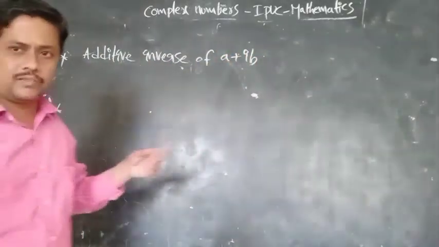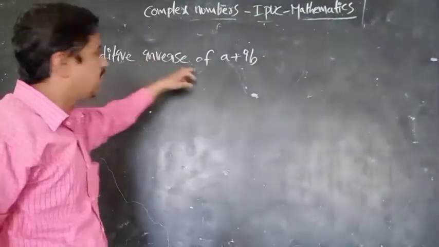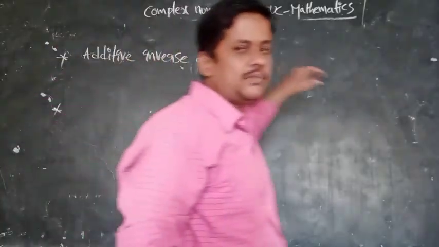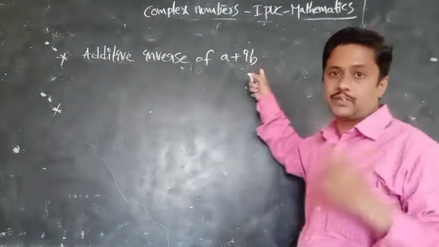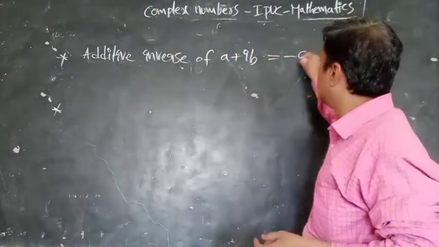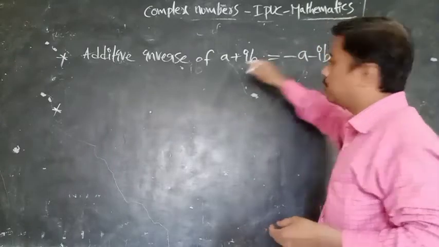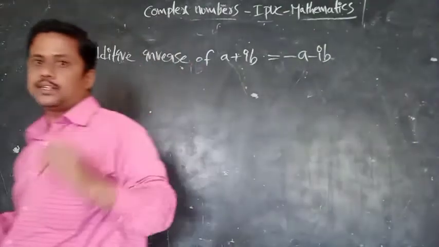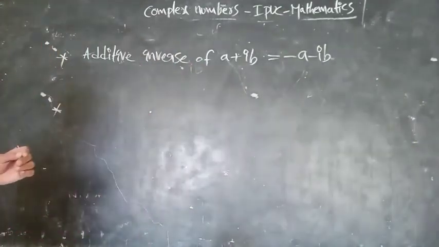See, what is the first one? The additive inverse of a plus ib. What is the formula for this one? For the additive inverse of a plus ib, it is minus a minus ib. So you should apply minus. Okay? And the second one, multiplicative inverse.